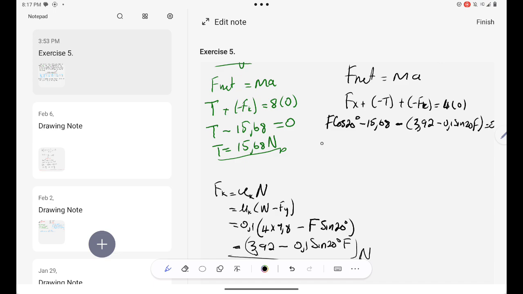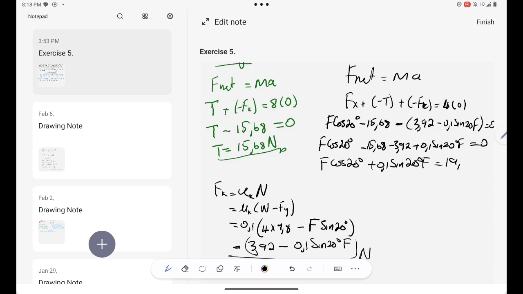Okay, let me just remove the brackets. I'll simply have F cos theta minus 15.68 minus 3.92 plus 0.1 sine 20 degrees multiplied by F is equal to 0. I have negative 15.68 minus 3.92. This will give me 19.6. So I have F cos 20 plus 0.1 sine 20 multiplied by F is equal to 19.6.